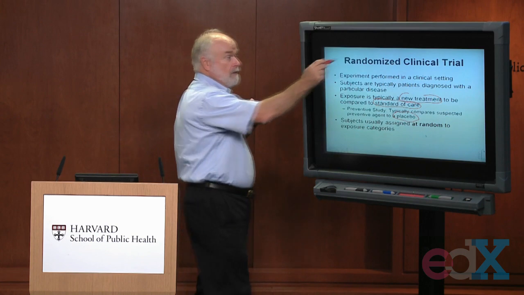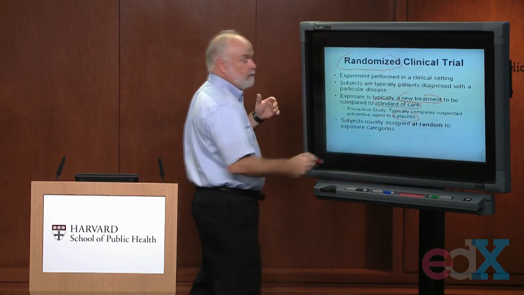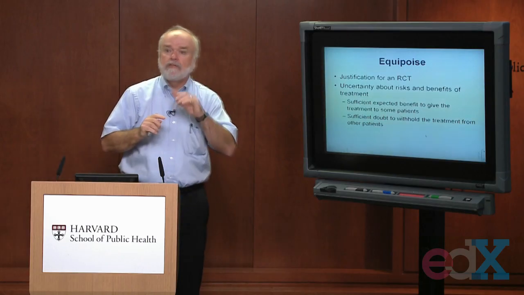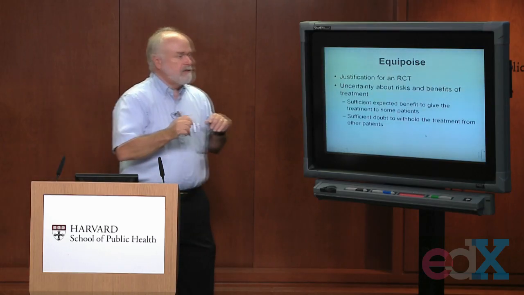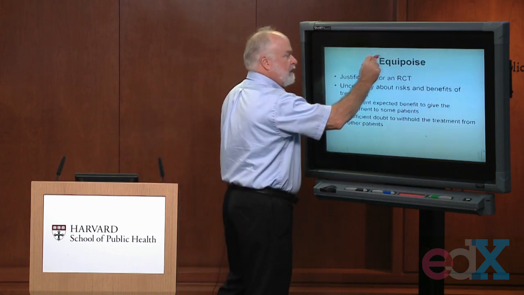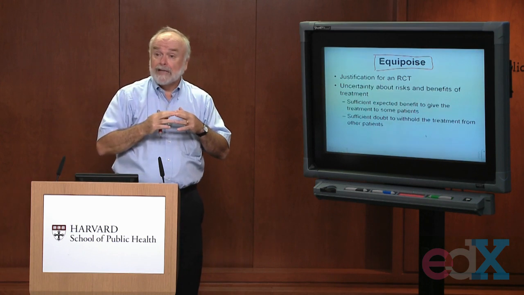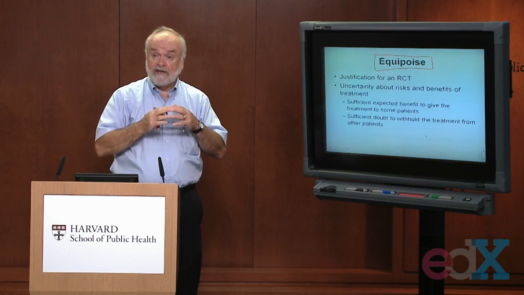And in these randomized trials, again, we're talking about people who are assigned at random to receive the new treatment or the standard of care. Now, here's where the ethics come into play. This is the word I'd like you to go home with today: equipoise. It refers to the ethical dilemma that the investigator is facing when they do a randomized trial.